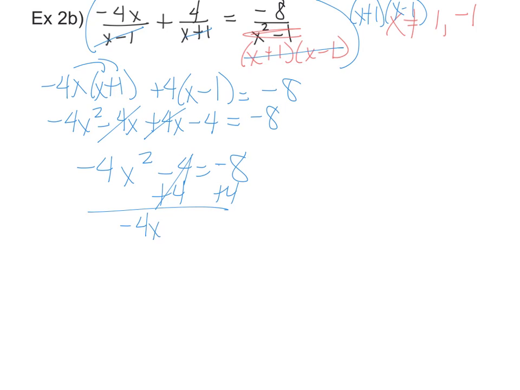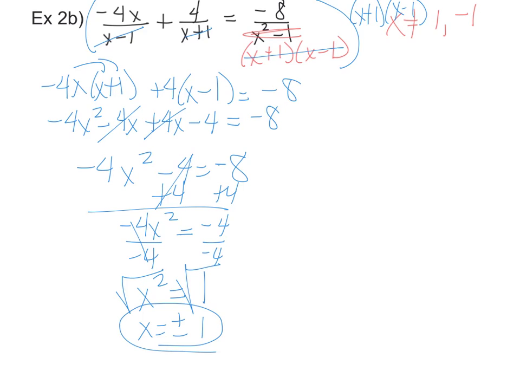So I have a negative 4x squared is equal to a negative 4, oops, my equal sign. Divide both sides by a negative 4, and x squared now equals 1. And when you square root, remember, anytime you physically make that square root symbol, you put that plus or minus in there. Cool. So there is my answer.